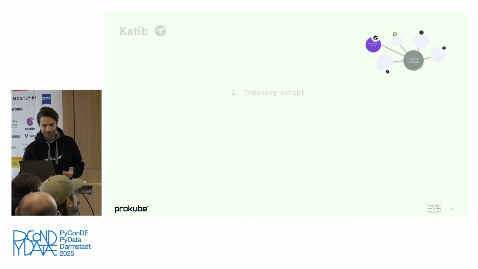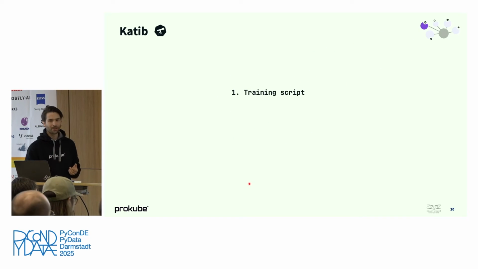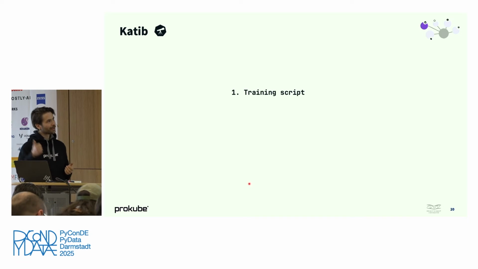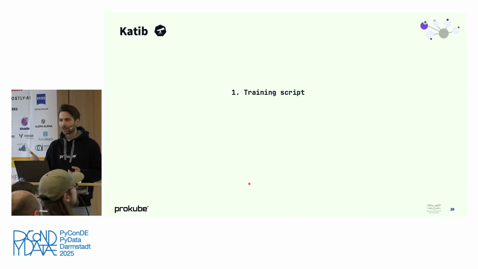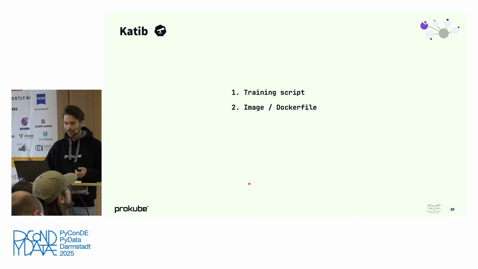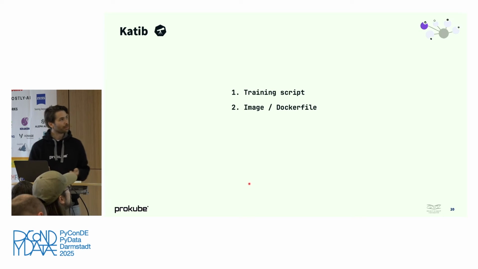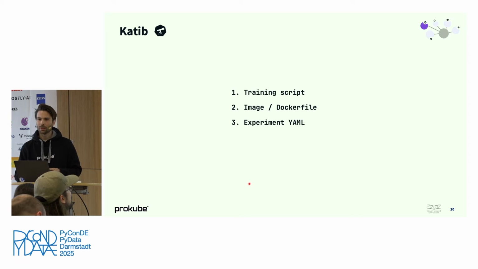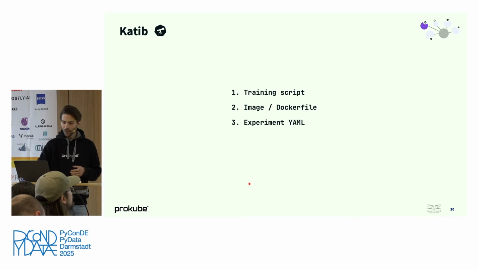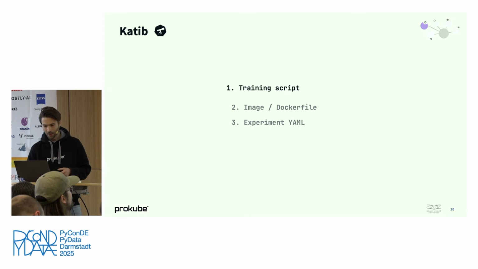So the way we use it, you need 3 things. First, this might be a big surprise, you need a training script. Second, we need a containerized version of that because we are on Kubernetes, or a Dockerfile. And third, we need a description of the hyperparameter experiment. So let's have a look at each of those.